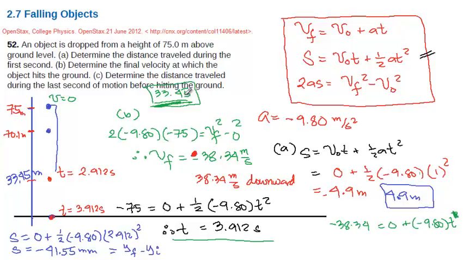Note that in the first second, it has only traveled 4.9 meters. Quite a small drop. But in the last 1 second, it's now able to travel 33.45 meters. That's quite fast already, right? Of course, that makes sense because when it reached the ground, its speed is now 38.34 meters per second. Thank you.